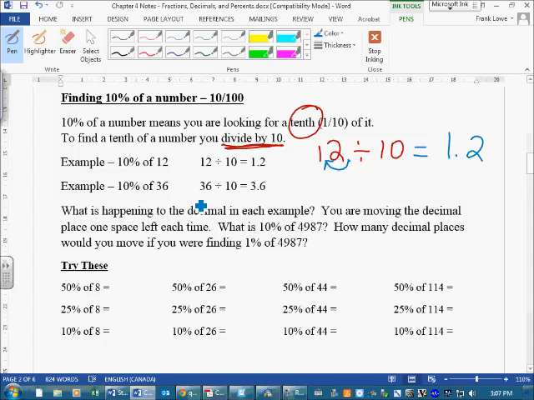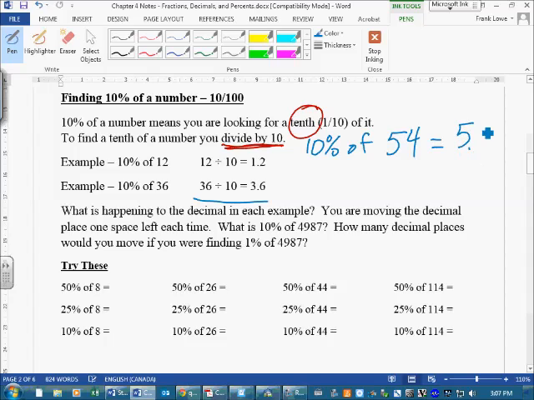Okay? Very, very simple. So look at this one right here. You have 36 divided by 10. We just moved that decimal over one space to get our answer. So with that in mind, I want you to try these questions. Okay, let's go. 10% of, let's try an easy one first, 54. That will be 5.4. We just took this decimal here and we moved it over one space.